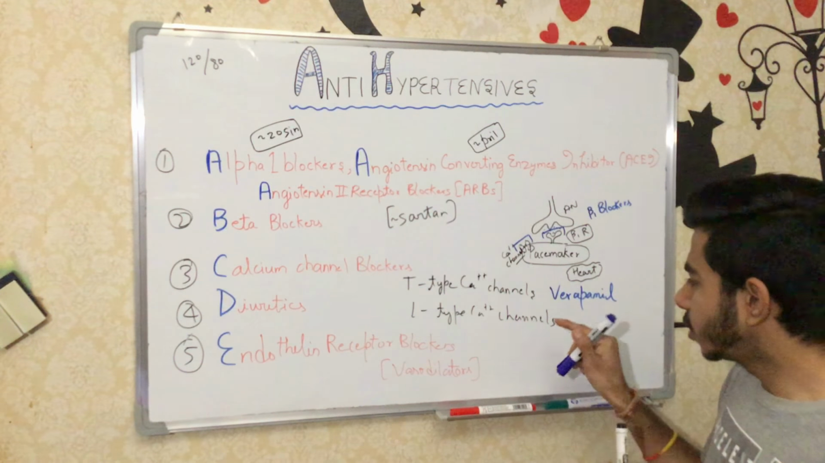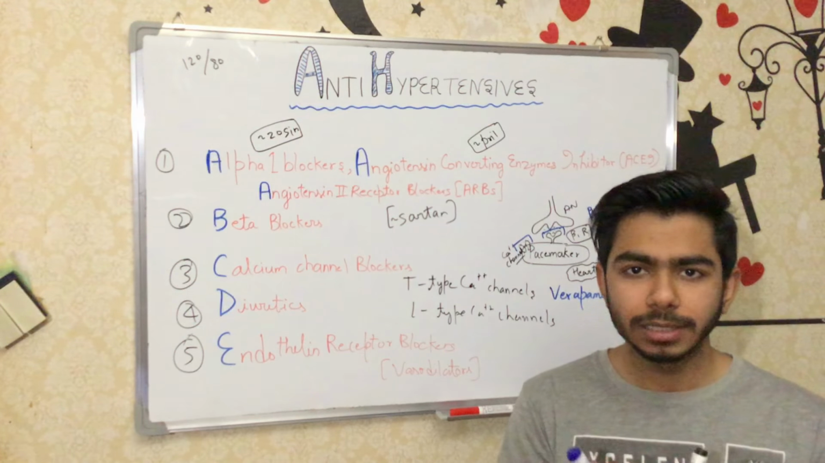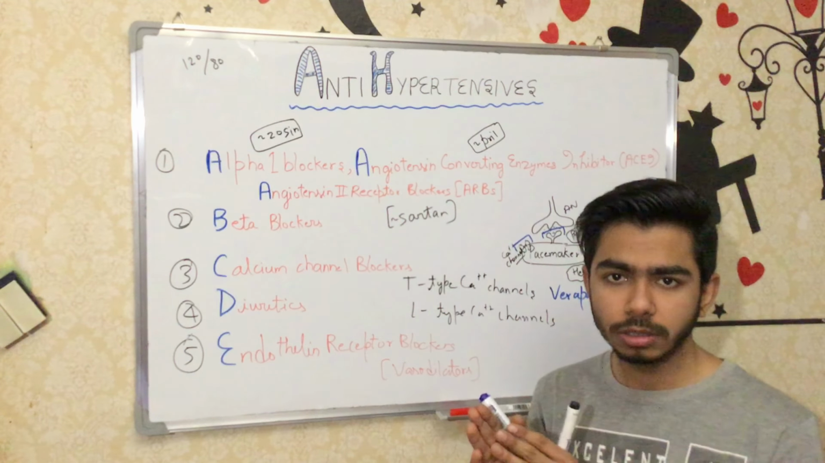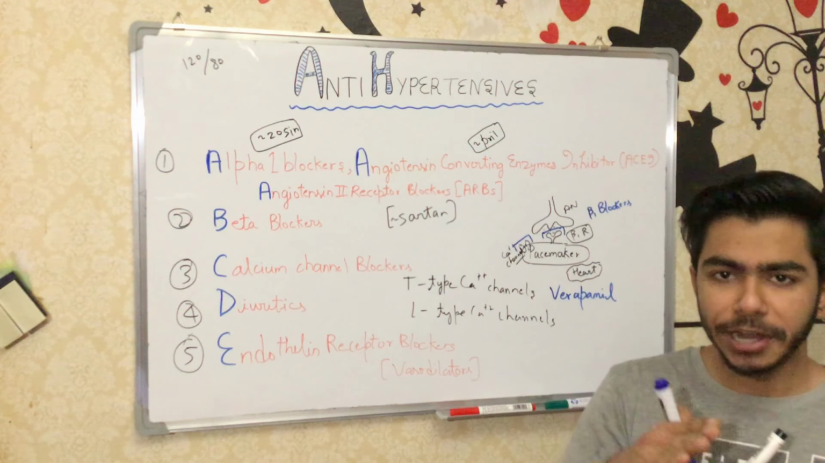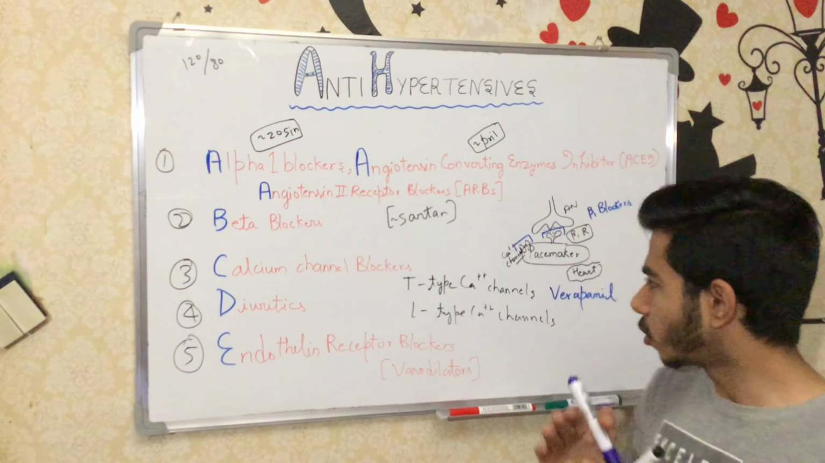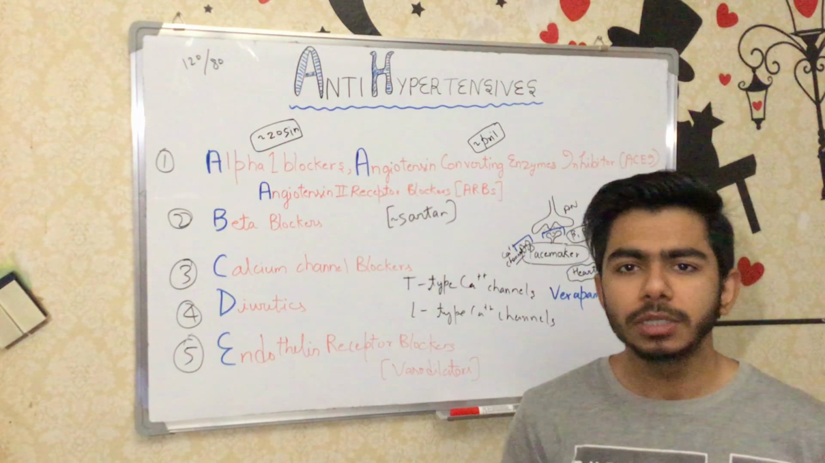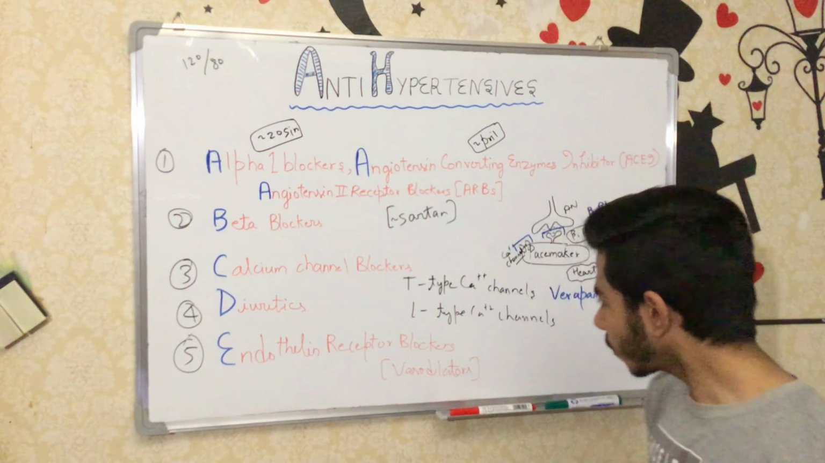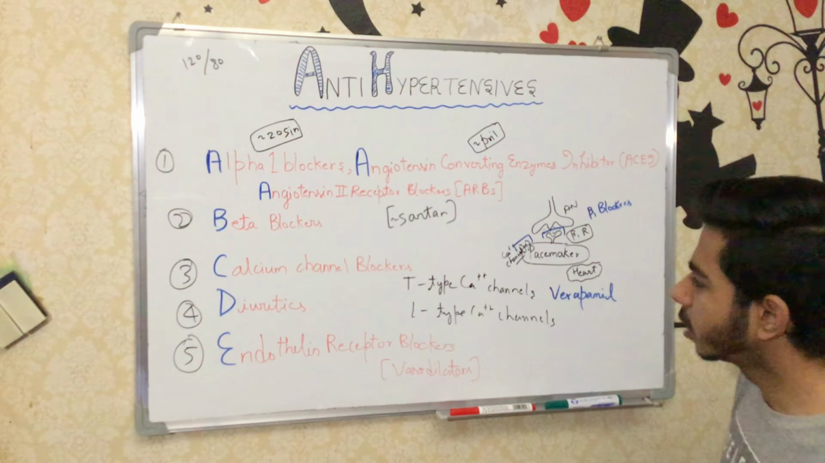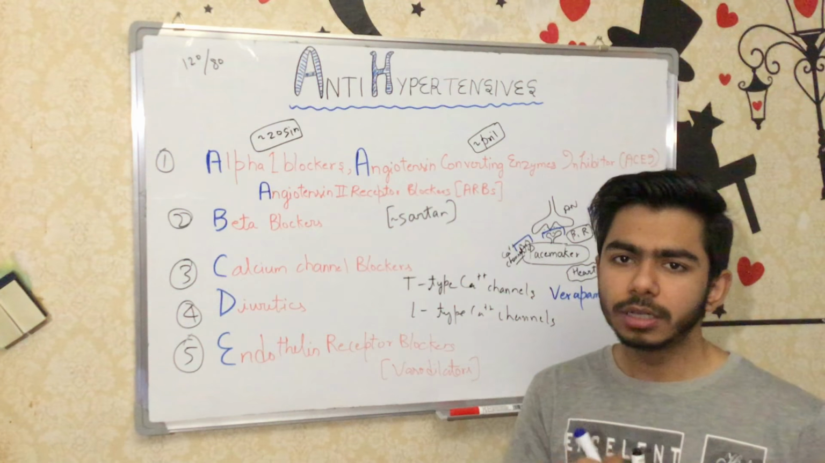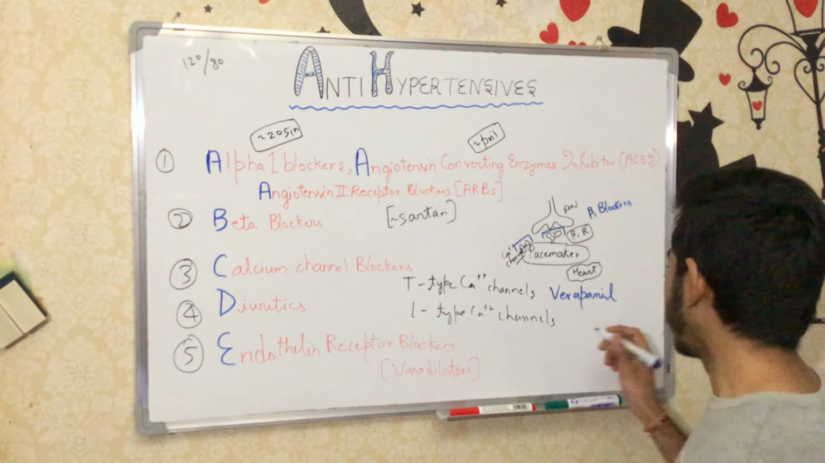But if the L-type calcium channel is blocked by the drug, by the calcium channel blockers, what will happen? There will be a widening of the lumen around the smooth muscle cells, which will lead to a drop in blood pressure. So for L-type calcium channels, we have drugs ending with dipine, like amlodipine.